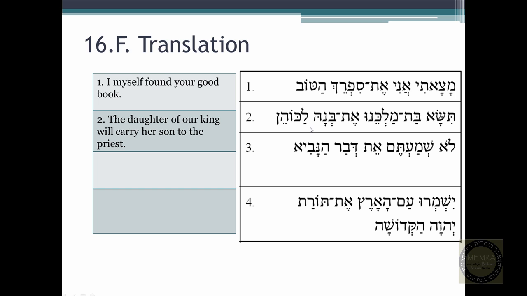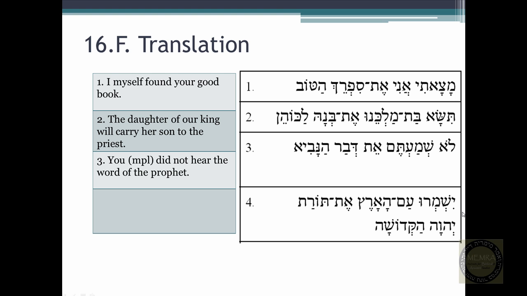Number 3, lo shematem et devar hanavi. We have here the lo, the negator, and second masculine plural form of the verb. Again, there is no prefix. So you, plural, did not hear et devar, the word of the prophet, hanavi.